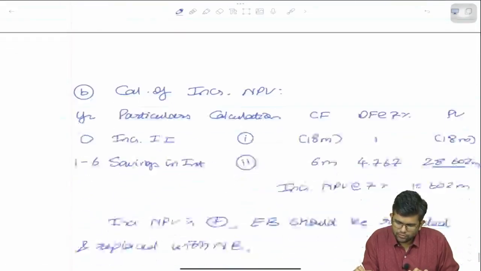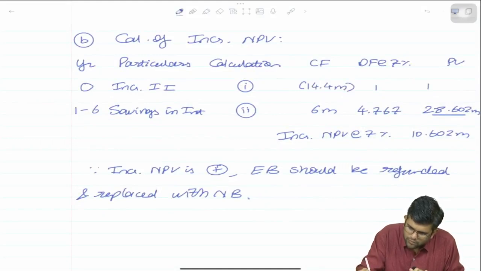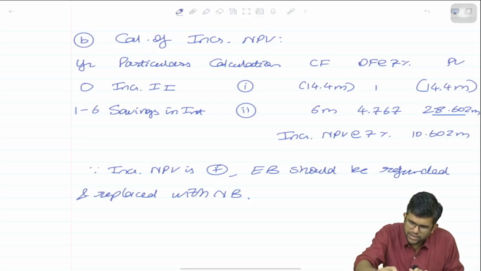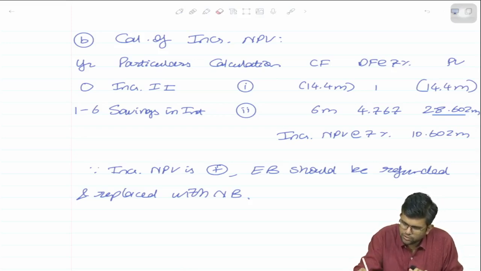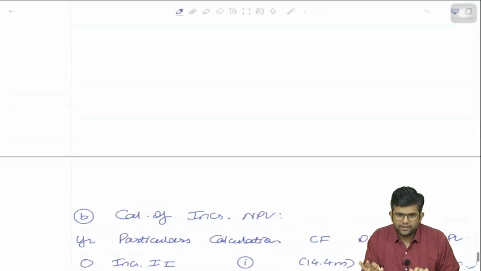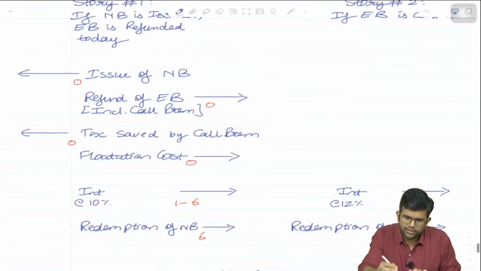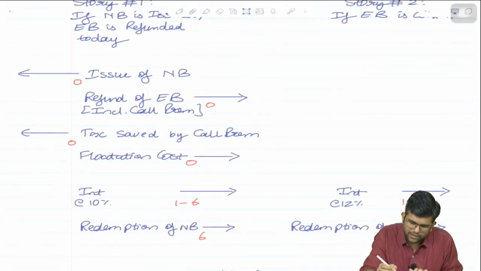This therefore will become 14.4, 14.4, and this 10.602 plus 3.6, this is 14.202. 3.6 will get added, na? Simple. 14.202. All done. So we have taken into consideration one taxation effect. Congratulations.